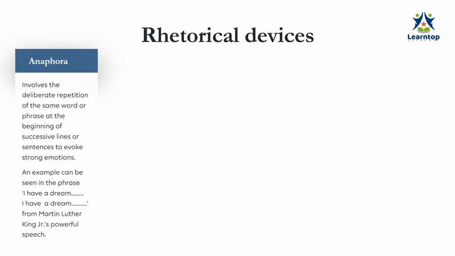First, we have anaphora. It is a deliberate repetition of the same word or phrase at the beginning of successive lines or sentences. It creates rhythm and evokes strong emotions. For example, Martin Luther King Jr.'s famous speech, "I have a dream, I have a dream." That's anaphora in action. So the consecutive lines are beginning with the same phrase, "I have a dream."